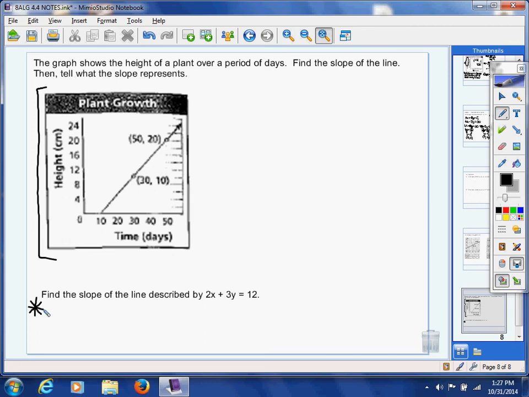Then step 2, take both of those intercepts and plug them into the slope formula, and then you're going to have your slope.